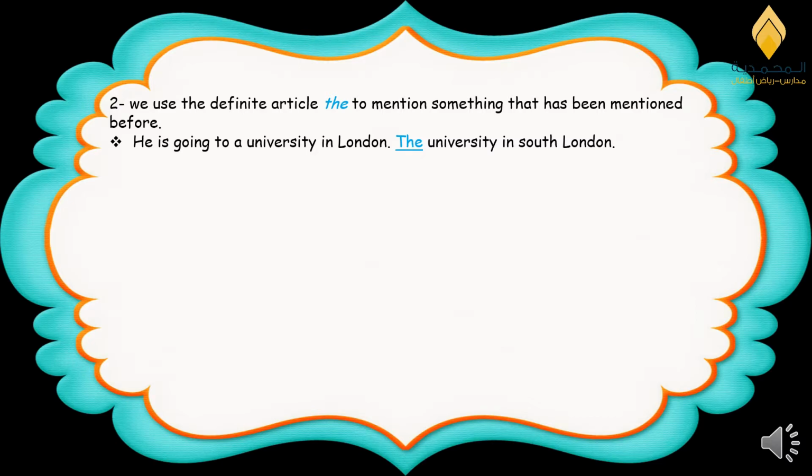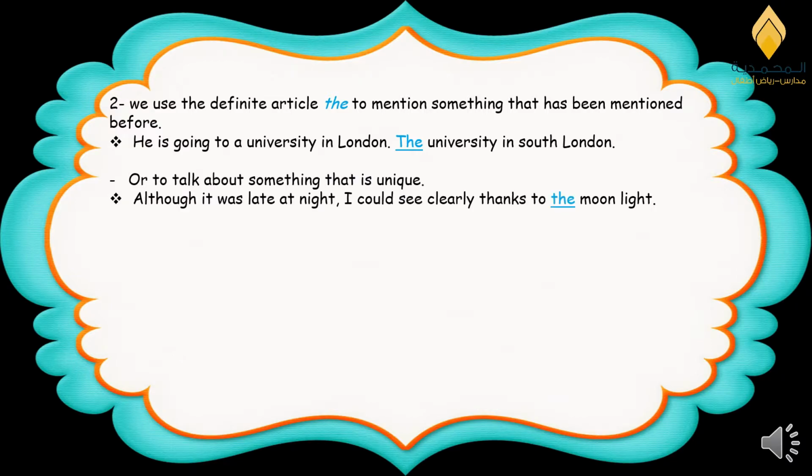Okay, then when I continue the sentence, I said the university in South London. Why here did I use the? Because I mentioned the university before. Okay, so now it is known for you. Okay, and we use the definite article the to talk about something that is unique. Okay? Look at this example. Although it was late at night, I could see clearly thanks to the moonlight. Here, the moonlight is something unique. Okay? That's why I'm using the.